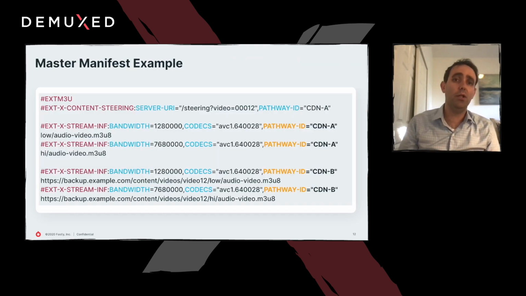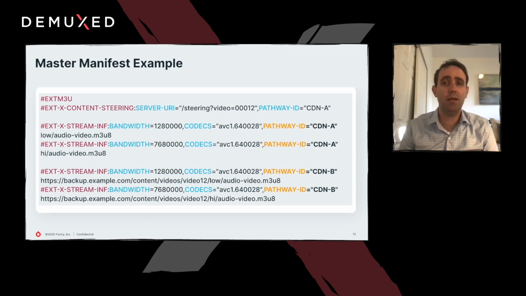So let's have a look at this master manifest example here. So at the top here, you can see that we now have this EXT-X content steering tag as we've described before. You'll now see that there's two different renditions here, a low and a high quality, but they're now listed 4 times. So you'll see that the first two indicate a pathway ID of CDN A, and then the second two here indicate a pathway ID with CDN B.